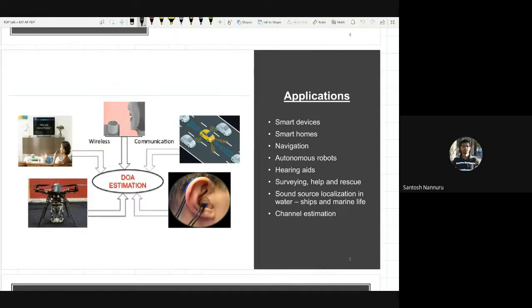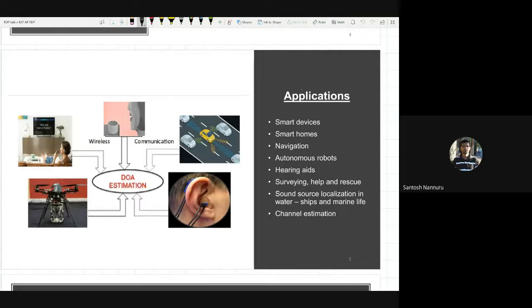Hearing aids, right? These are again acoustic devices, which help people who have hearing difficulties listen better. So again, if you can find directions and latch on to those directions, it will be of a lot of use. Surveying, help and rescue: you can have drones surveying some region, and if they are fitted with microphone arrays, they can listen to cries for help or any kind of activity they want to monitor.